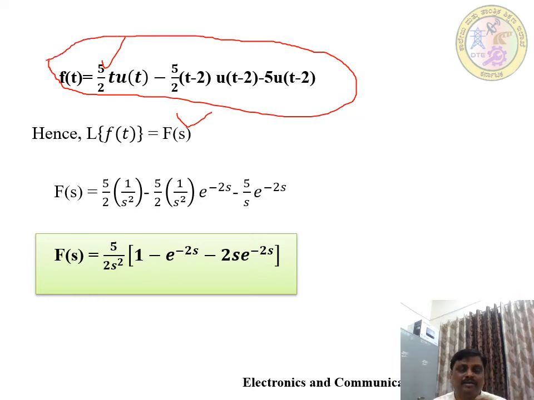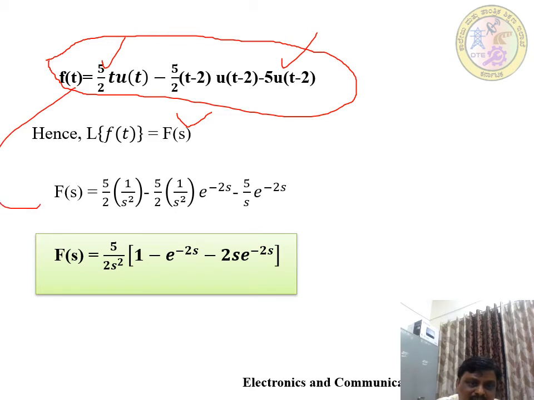If I write the mathematical equation for the given function mentioned in the example, f of t is equal to 5 by 2 t into u of t minus 5 by 2 t minus 2, which means the ramp function delayed by 2, multiplied by the step function delayed by 2, and here it is a step function having magnitude 5 minus 5 delayed by 2.